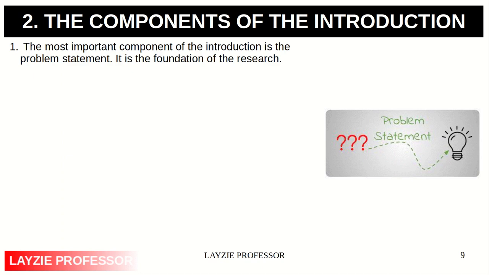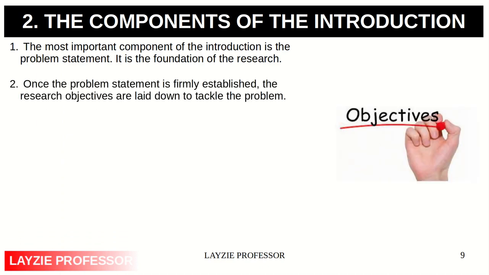Here you describe whatever problem you seek to solve, and the problem must be described in detail. It must be convincing. You must be able to explain the details of the problem, and why it is a problem that needs a solution. Then once your problem is fully described, and you have firmly established what the problem is, you lay down your research objectives to tackle the problem.